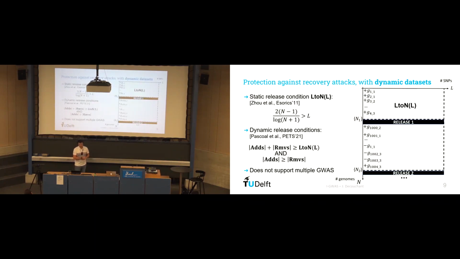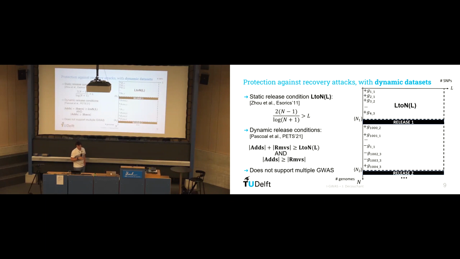So the first one, if we look at recovery attacks, this condition that we had in this previous work here is just saying that n is the number of genomes, L is the number of positions in the genome that we want to release. And if we satisfy this equation, then it's very hard to launch a recovery attack. And we extended it, in the previous work, to tolerate dynamic releases. So we came up with those two very simple to verify equations. They are not optimal, but they are very fast.